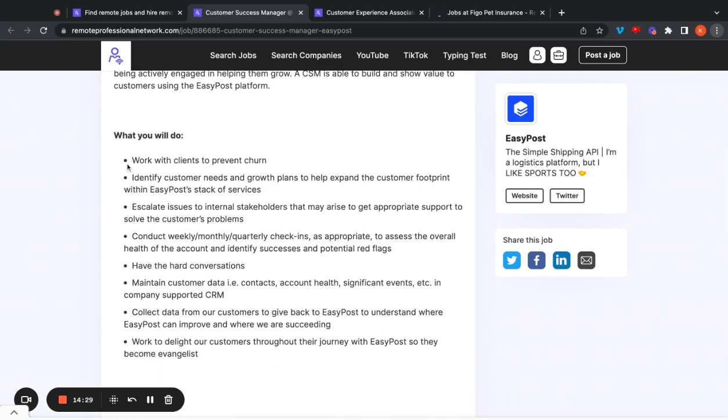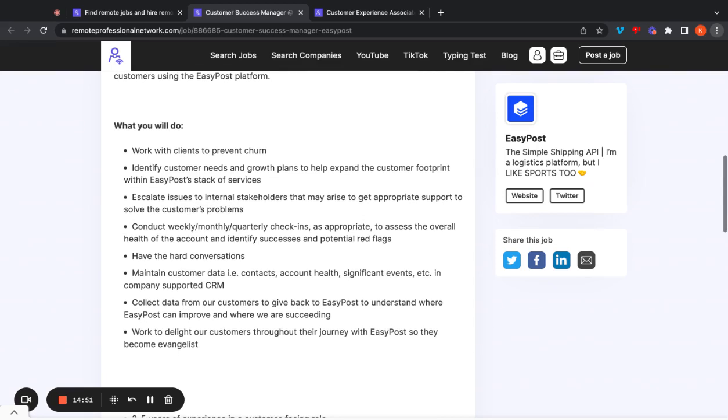What you're going to do? Work with clients to prevent churn. So basically, you're going to be working with customers. You want to make sure that they don't leave the platform. Your job is going to be to get them to use EasyPost more. You're going to identify customer needs and growth plans to help expand the customer footprint within EasyPost's stack of services.